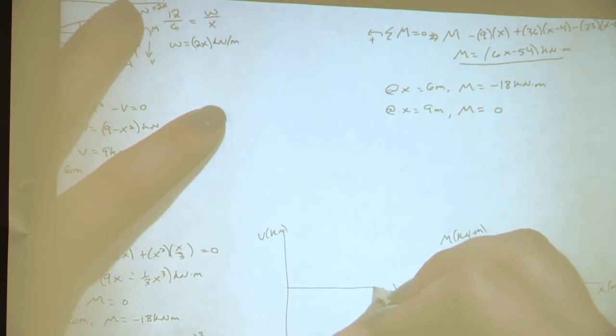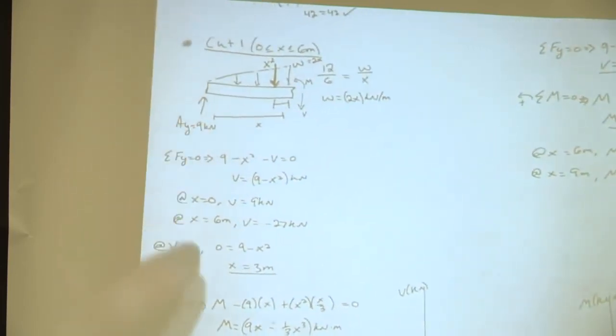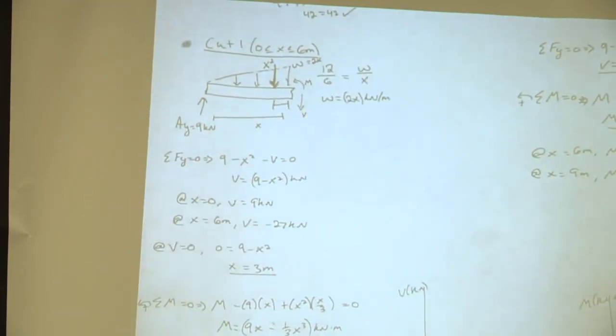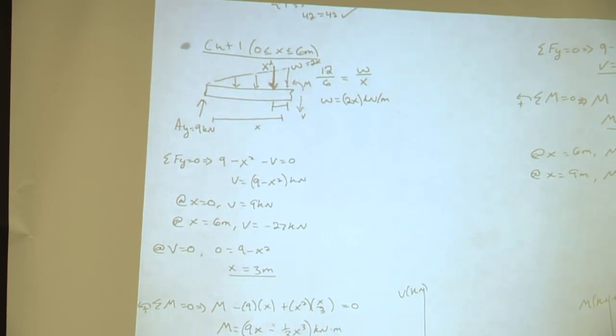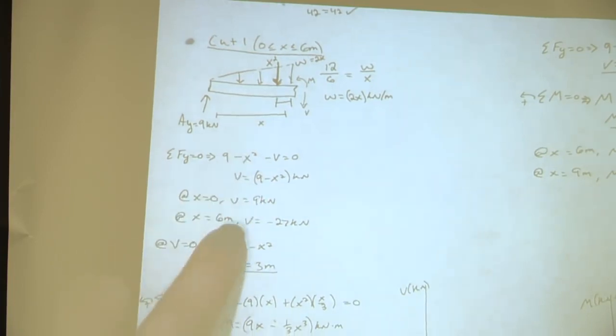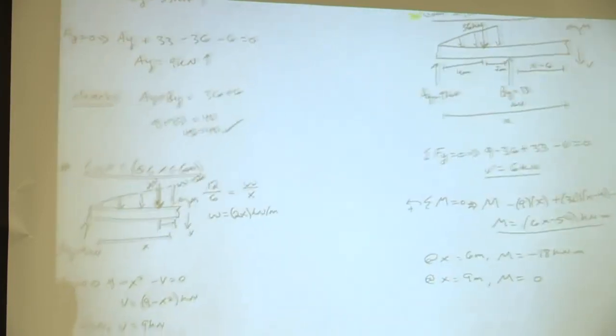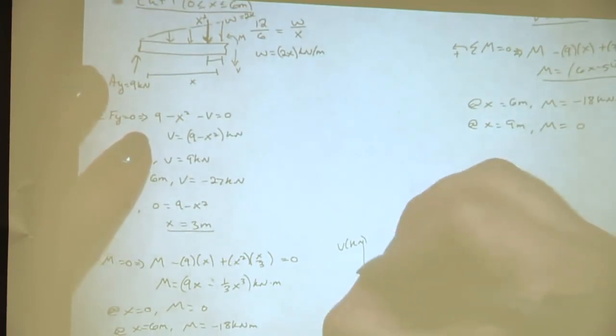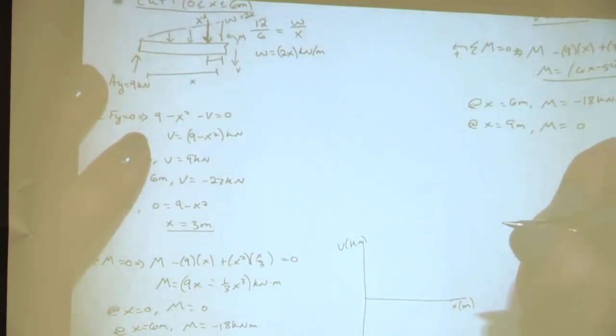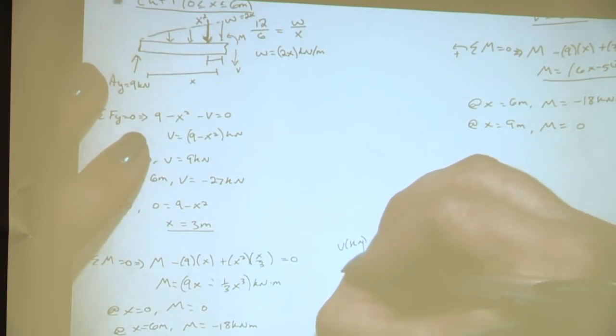Okay, so let's start with shear. Okay, so at X equals 0, shear was what? So at X equals 0, V was 9. What was that? Okay. So we have 9 right here.